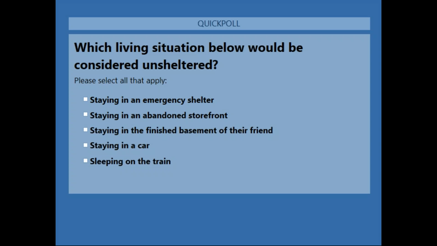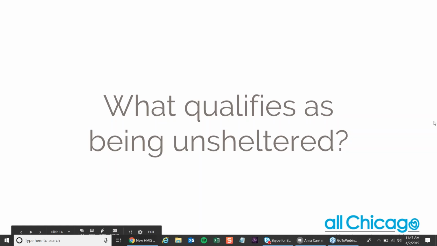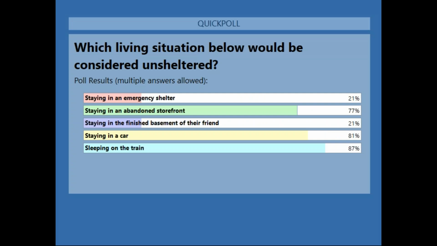Okay, so I'm going to close the poll and we'll take a look at the results. The 3 correct answers in this poll were: if a client was staying in an abandoned storefront, if they were staying in a car, and if they were sleeping on the train. Each of those is not meant as a place for human habitation.